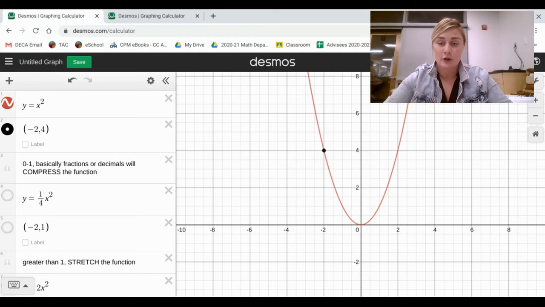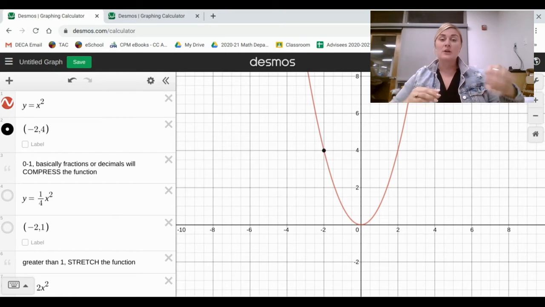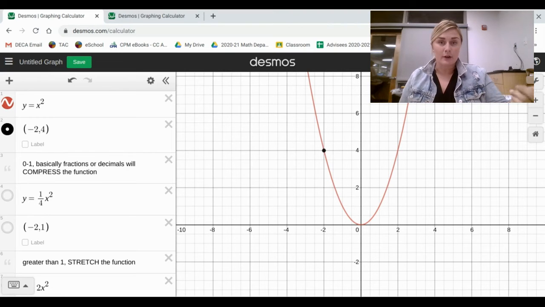So this is our parent function. I put the point -2, 4 on here. It's in black. I did that so that we can see what happens when I make some changes. So on the side here, you can see anytime you have a number 0 to 1, so basically a fraction or a decimal in front as your A value, this will compress the function. And when I think of compress, I think make smaller, right? And so it makes sense that plugging in a smaller number, like a fraction in front, will compress.